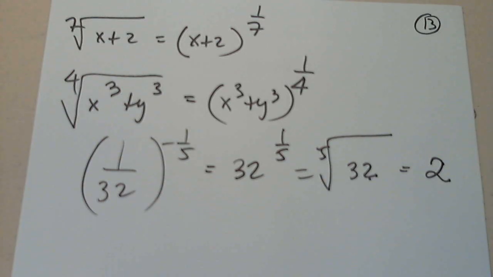Oh, because 32 is the fifth power. Got it. Yeah, that makes sense. Okay? Good. So this is 2. Oh, they wanted this step first. Okay, fine.